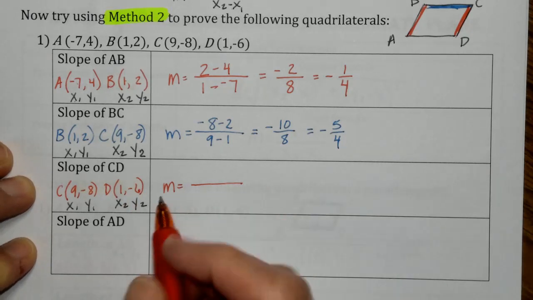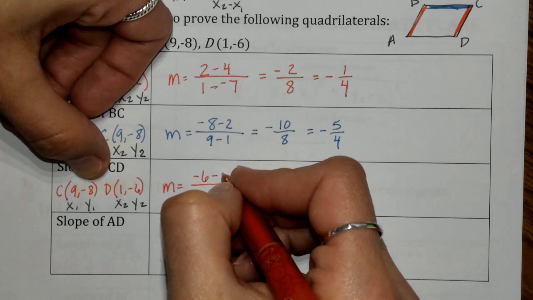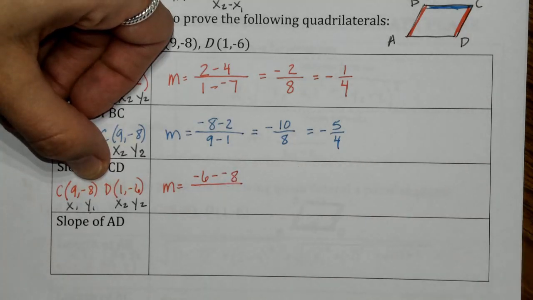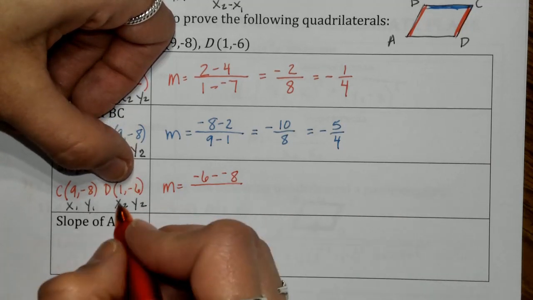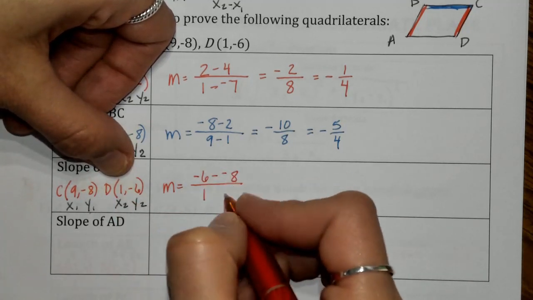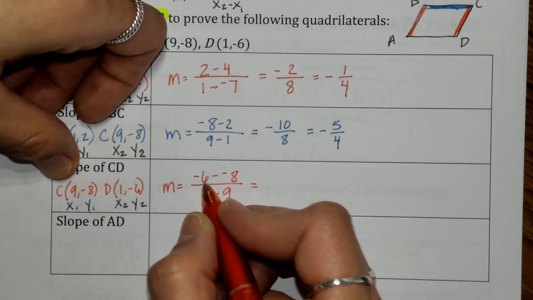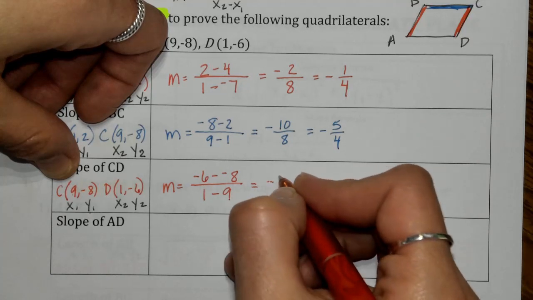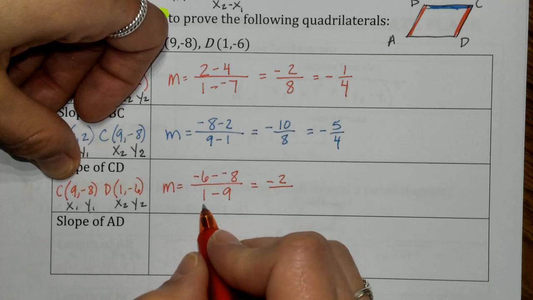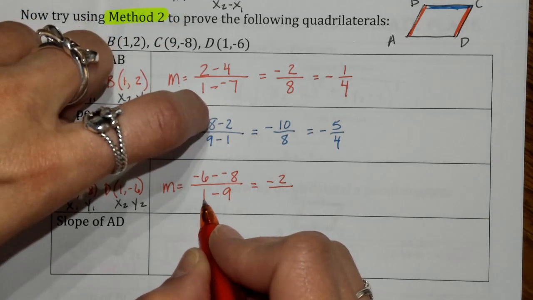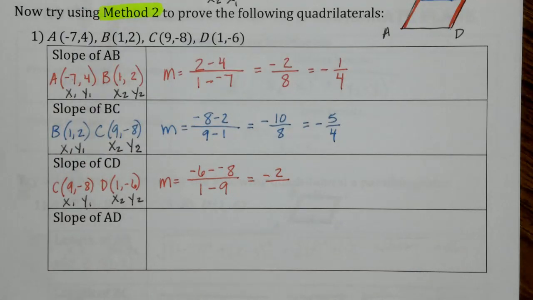All right, let's plug in. Y2, negative 6, minus Y1, negative 8. Making sure, again, we have that minus negative. They're not going to replace it, okay? And the denominator, we have X2, 1, minus X1, 9. So a negative 6 minus a negative 8 is going to give us a negative 2. Type it in that calculator if you don't trust me, okay? But trust me. And then we've got our 1 minus the 9.